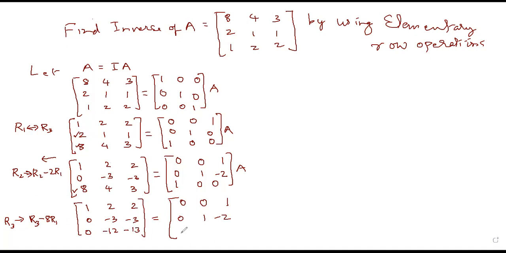Similarly here this will not change. This will also not change. This will be multiplied with minus 8, so it will become minus 8. Okay. So actually the first round is completed when we got 1, 0, 0.